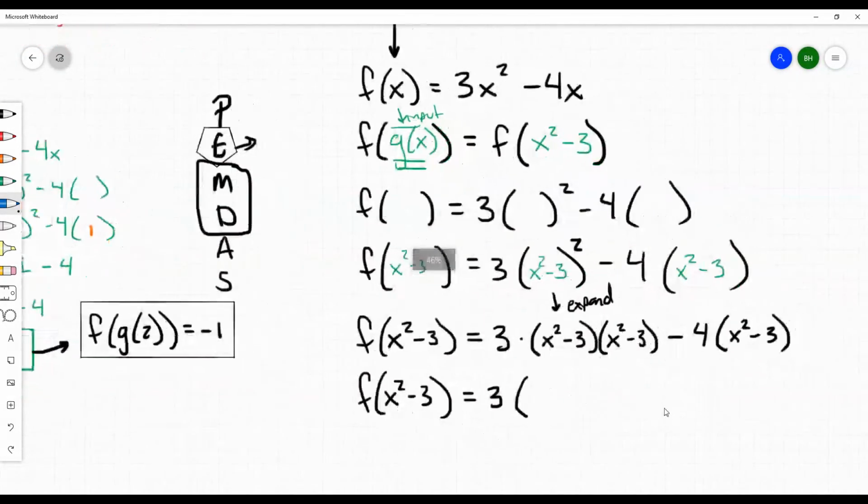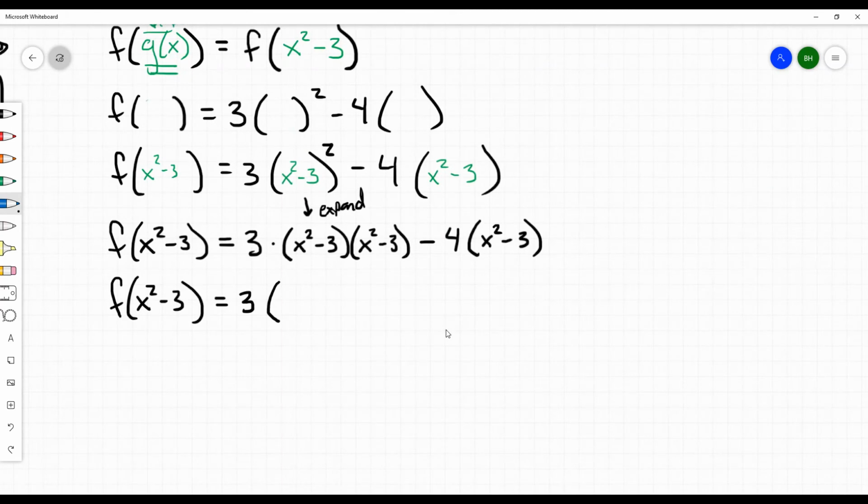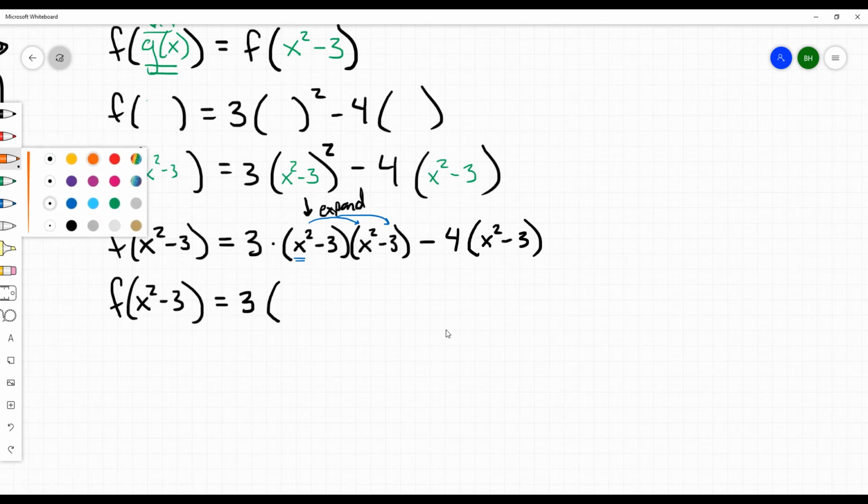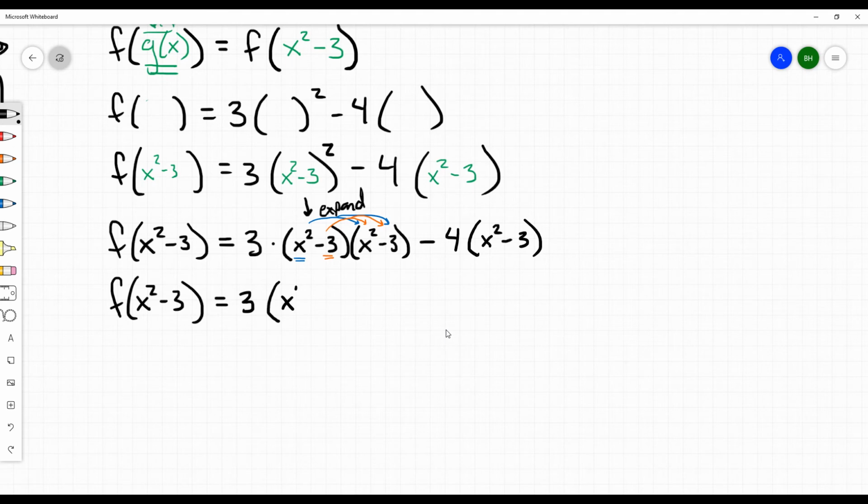So I'm going to zoom in here so I can show you. I'm going to take every single term in the first set of parentheses, and I'm going to multiply it with every single term in the second set of parentheses. We've discussed this as the foiling method, first, outer, inner, last, but really it's just distribution, right? Foiling is distribution. So in this case, I'll get x squared times x squared, which means I'll get x to the 4th power. And then I get x squared times negative 3, so I get negative 3x squared. I'll get negative 3 times x squared, negative 3x squared again.